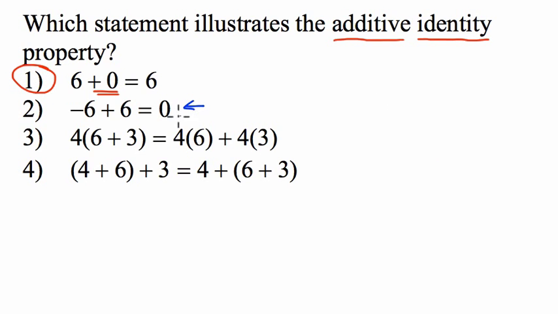What are the other examples here? Well, here, negative six plus six, those are opposites, and they add to zero. This is the idea of the additive inverse. If you add two things and you get zero, that's the additive inverse.